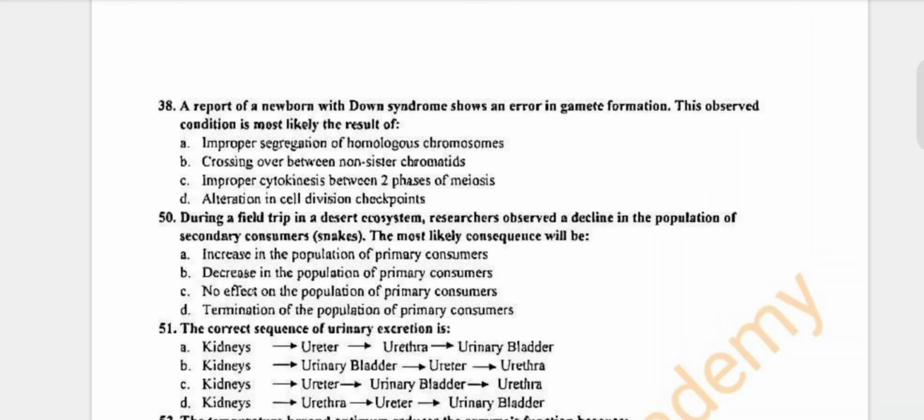Now questions from biology. Question number 49. A report of newborn with Down syndrome shows an error in gamete formation. This observed condition is most likely the result of, and the correct option is improper segregation of homologous chromosomes.